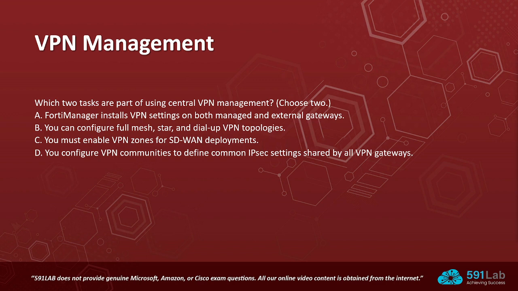This one, FortiManager installs VPN settings on both managed and external gateways. No, this one I know is correct, because if you go to the FortiManager configuration, you will see that you have full mesh, star, and dial-up options to configure a VPN topology. Letter C, you must enable VPN zones for SD-WAN deployment. No, you don't have to configure specifically a VPN zone to make an SD-WAN deployment. So this one is not correct.